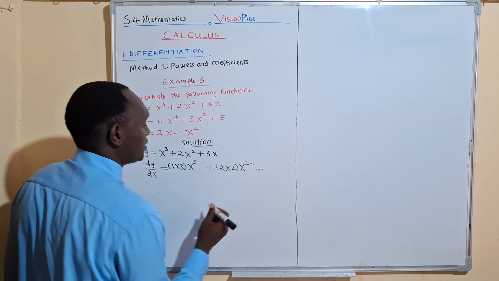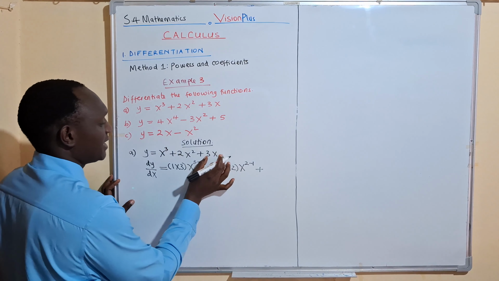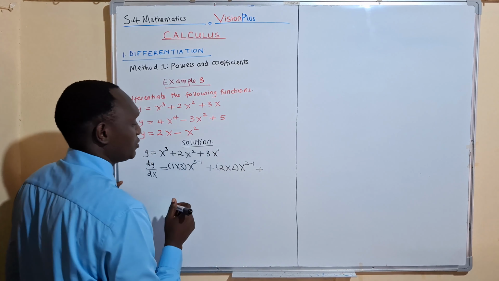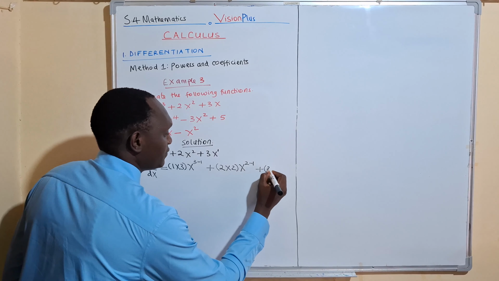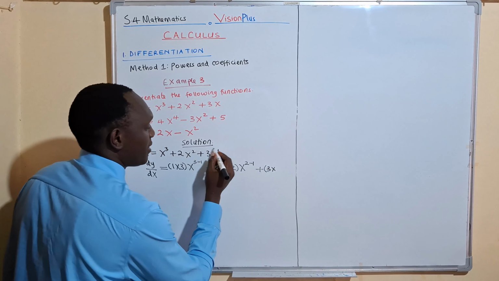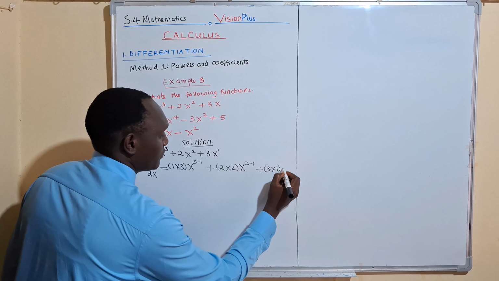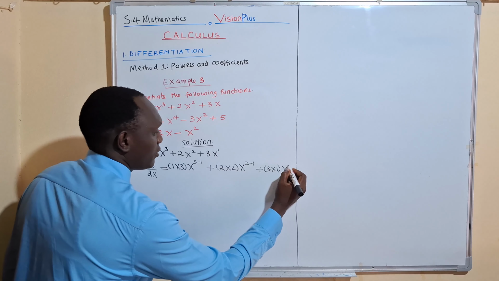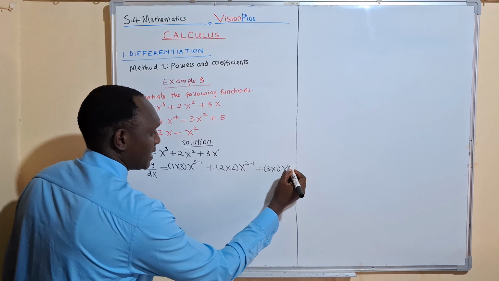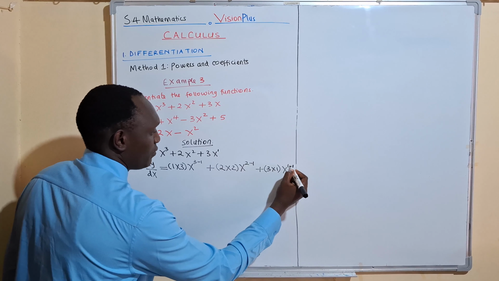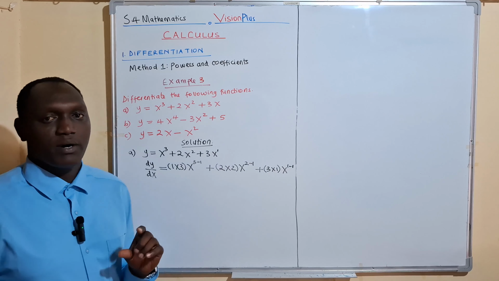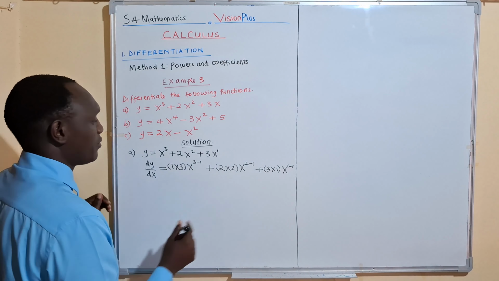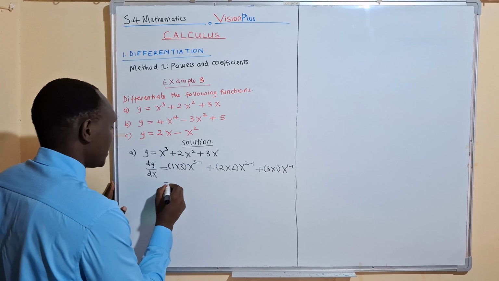Then plus. Now we differentiate the third term. The third term is 3x. So this x here has a power of 1. I should know that. That means coefficient of 3 times the power, which is 1. Then we say x. Now we need a new power of x, which is the old power, which is 1, minus 1. Remember, we always subtract 1 from the old power so that we can get the new power. Now we have differentiated all the terms. Now we need to just simplify.